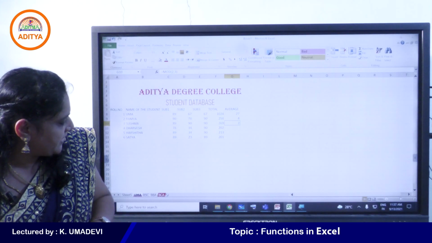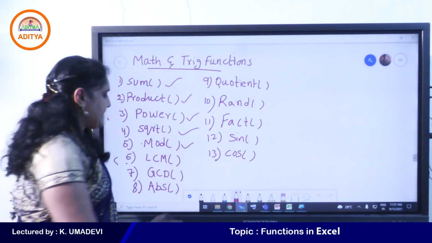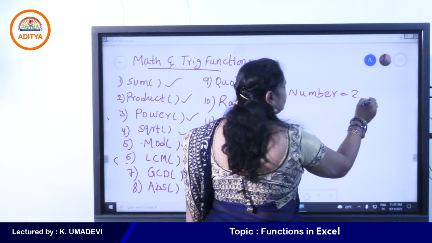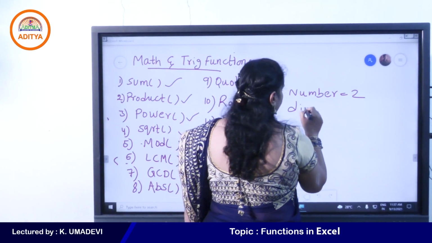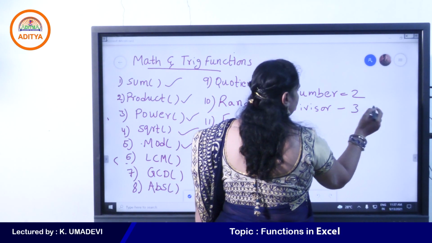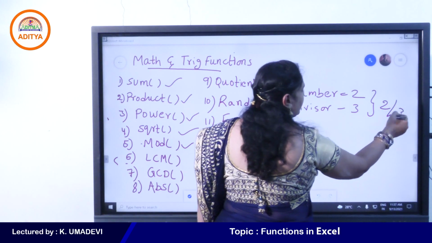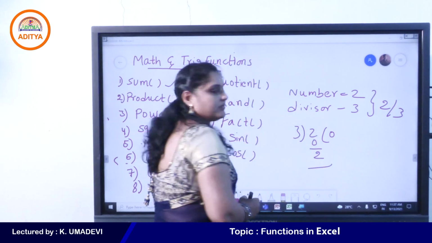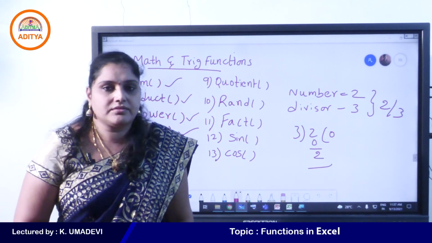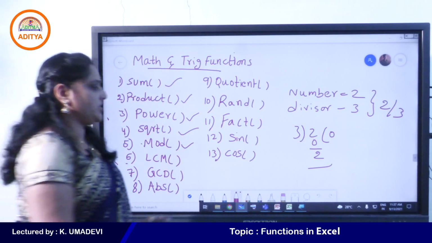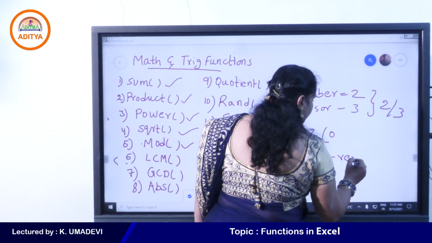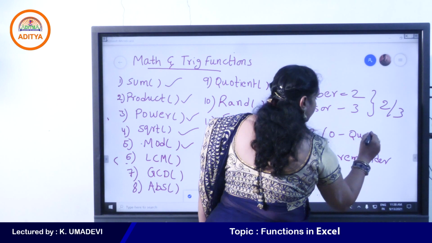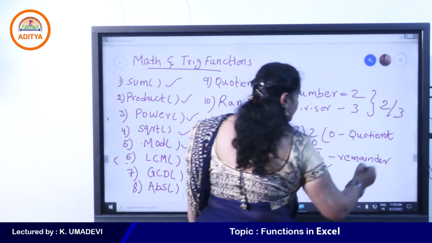So why the remainder is 2? For example here, number is 2, right? So divisor is 3, right? So that is, it represents 2 by 3. Yes. Okay. The remainder is 2. So this is remainder. And this is quotient.